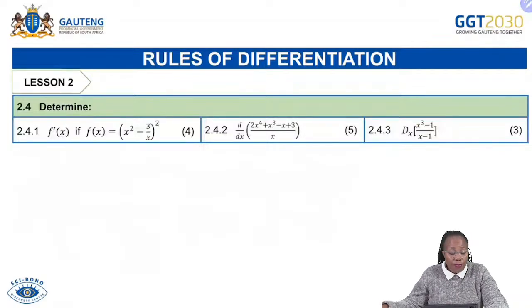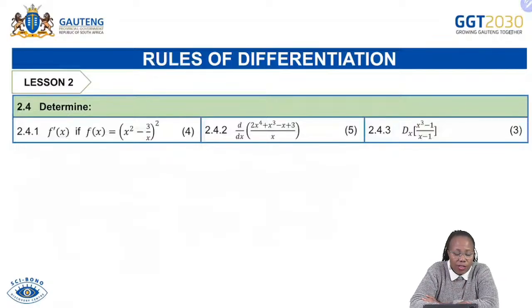And then 2.4.1, determine the derivative if f at x is equal to bracket x squared minus 3 over x, squared. Before you derive, you look at your problem. Is it simplified? No. Number 1, we have bracket with exponent 2. Number 2, we have x in the denominator, that is the variable. So we need to remove those two things before we can start deriving. So before you derive, you ensure that you check the terms.